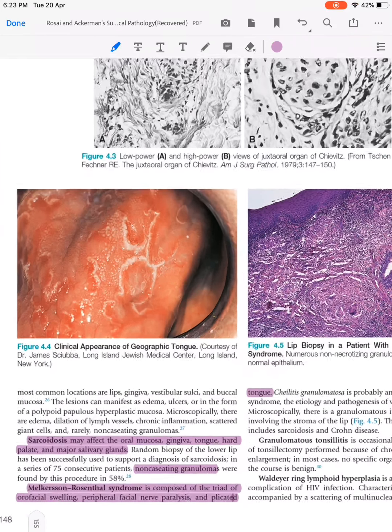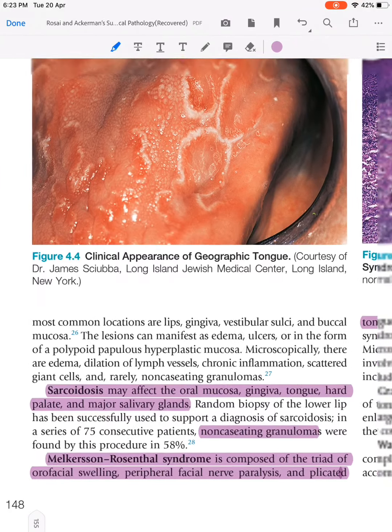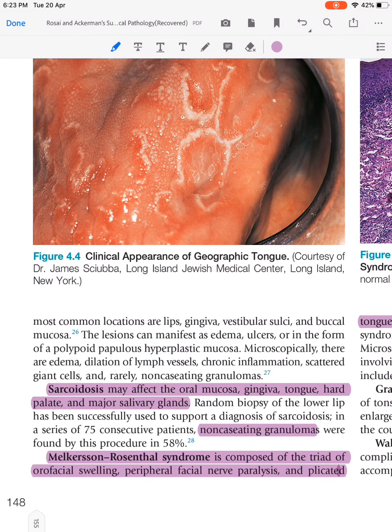Moving to sarcoidosis, it may affect the oral mucosa, gingiva, tongue, hard palate, and major salivary glands. And in sarcoidosis, as we know, there are non-caseating granulomas.